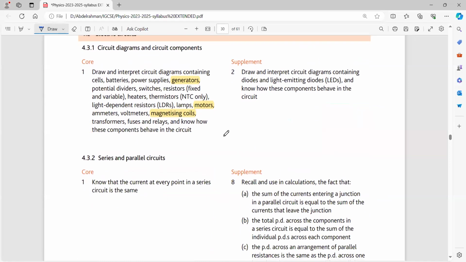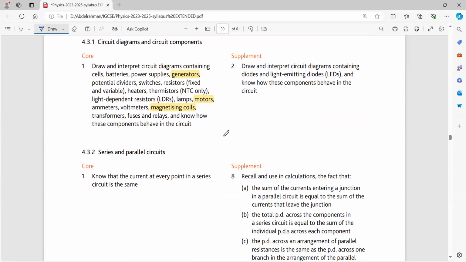Okay, we need to draw some circuit symbols. We know all of these symbols. Cells, batteries, power supplies, generators. How do I draw a generator in a circuit? It's just a box with a G inside it. That's it. G, generator. Okay. Motor. What's a motor? It's M. That's it. We know the potential divider, the switch, resistor, heater, thermistor, LDR, lamps, ammeters, voltmeters, magnetizing coil. What's a magnetizing coil? It's basically a coil which looks something like this. That's it.